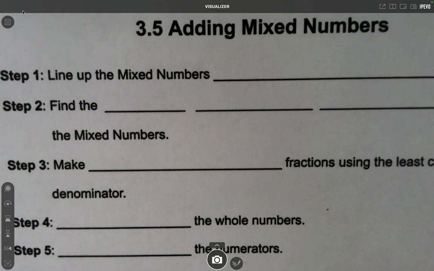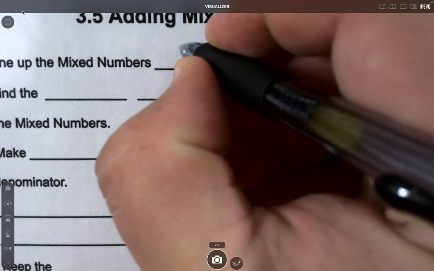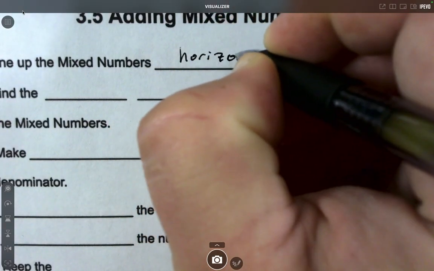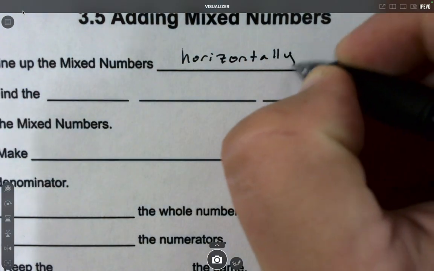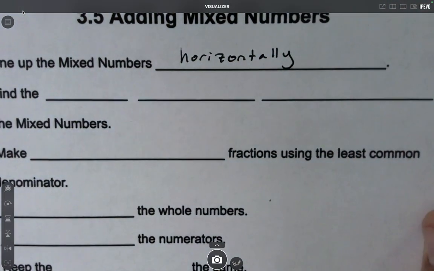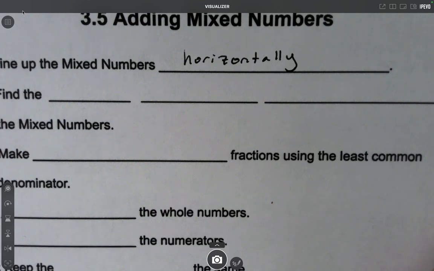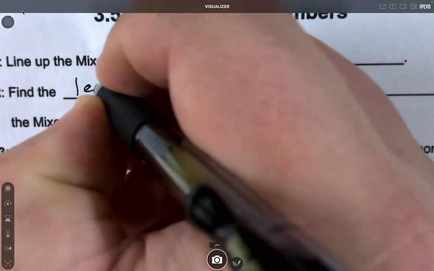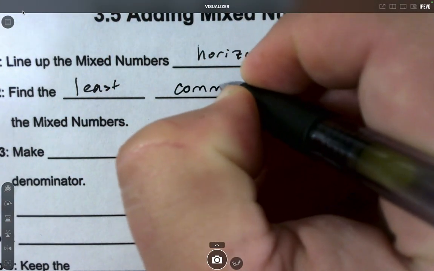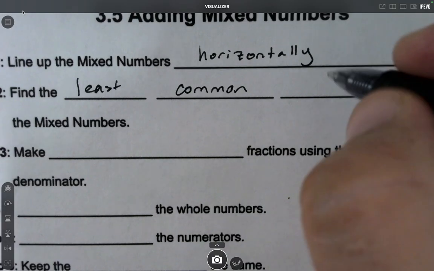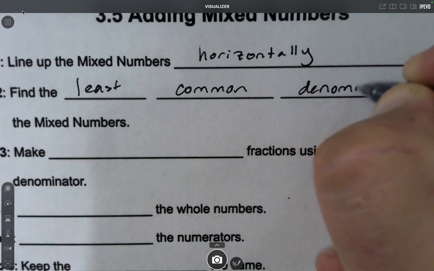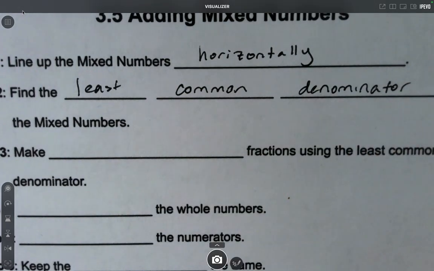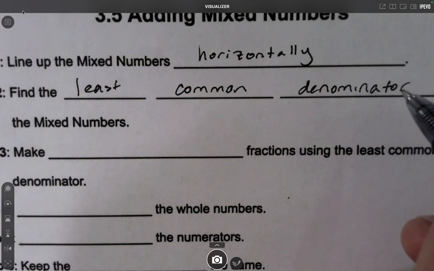So first, we will line up the mixed numbers horizontally. So that's the first thing we're going to do, and often they are written that way already, from left to right. The next step is to find the least common denominator of the mixed numbers. Occasionally they'll have the same denominator. You won't have to do this, but most of the time they'll have different denominators. And just a reminder, the denominator is the number that's on the bottom of the fraction.